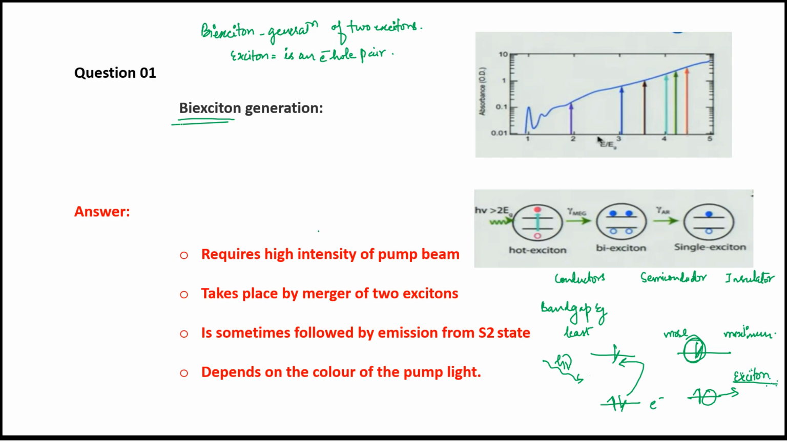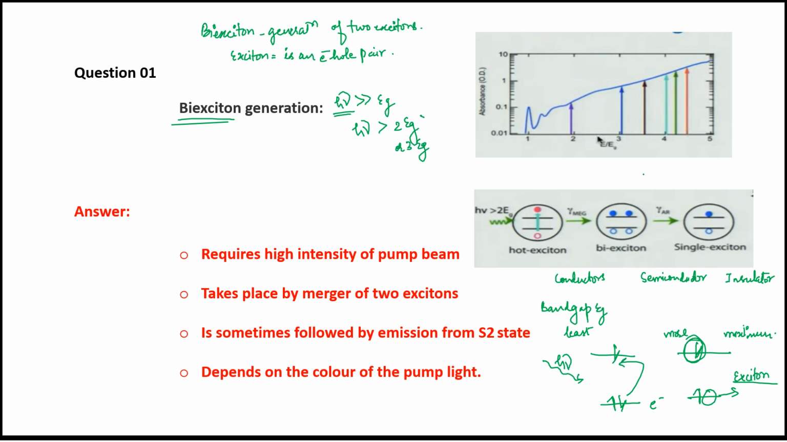Here they have written that there is a condition. Not in every condition will you generate a bi-exciton. The energy of light incident on the sample, h nu, should be greater than Eg, or you can say h nu should be greater than twice Eg or thrice Eg. This Eg is the band gap.